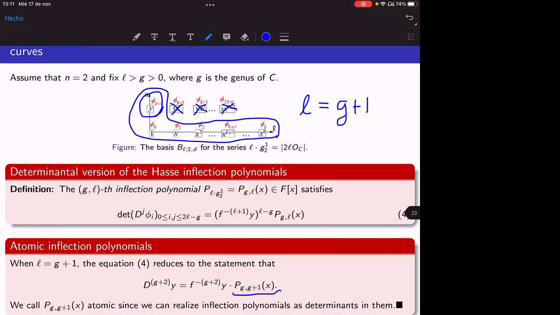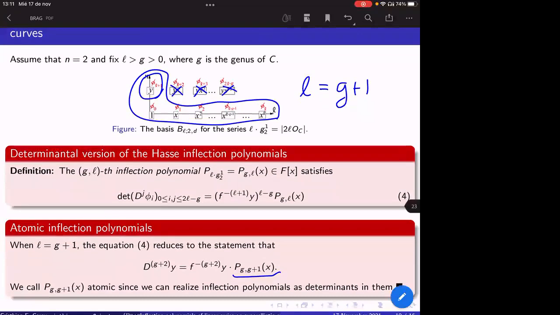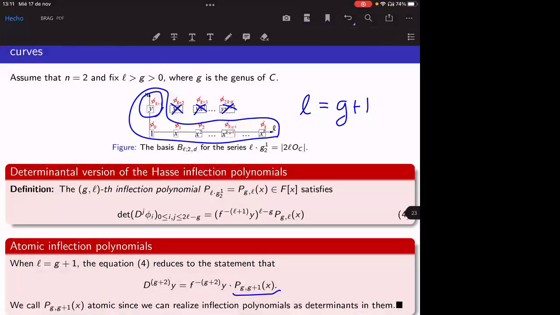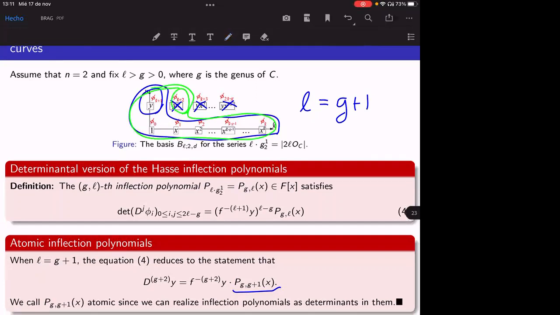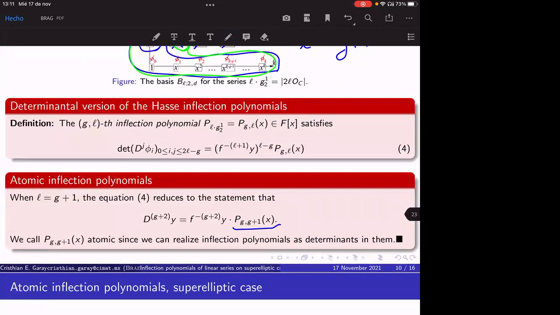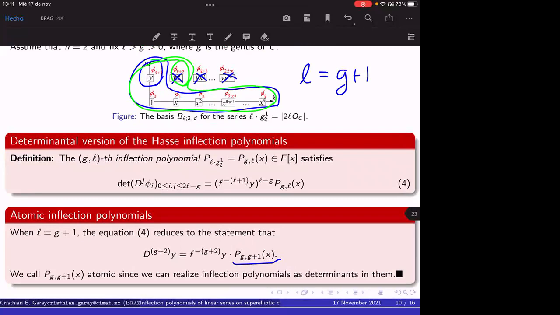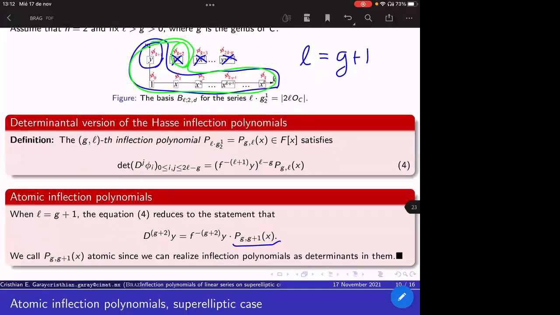Now, if you want to add another guy, for example, if you want to add this guy to the mix, and now compute the inflection of this linear series, then you compute the determinantal version using the inflection atomic polynomials for the case L equal g plus 2. And the result determines the inflectionary behavior of this linear series. And you can continue doing this. Of course, the degree of the determinant is going to increase, but in theory, it is possible to do it.